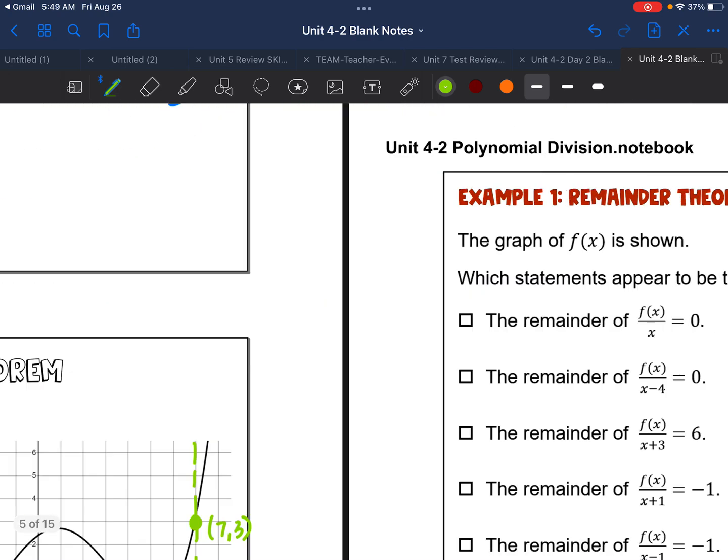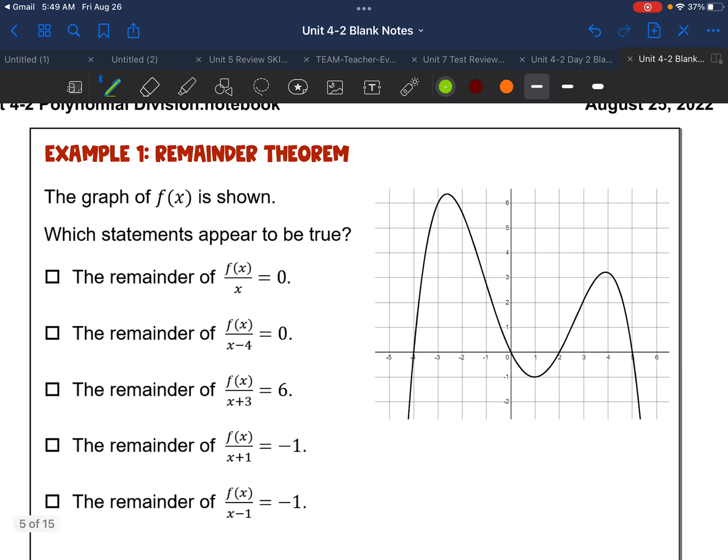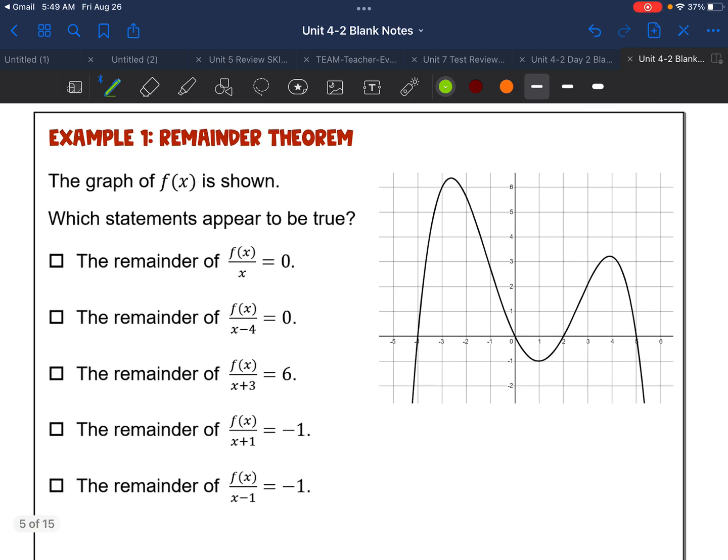Okay, continuing on. Remember, you can pause the video at any time. I'm just going to keep going because I'm trying to get this video done this morning. But example 1 says the graph of f of x is shown. Which statements appear to be true? Now, if you notice, all of them say the remainder of f of x divided by some divisor equals 0. Okay, so for each of these answer choices, we are going to first ask ourselves, what x value is represented by that divisor? Now, looking at the other ones here, you can probably imagine that we're going to take the opposite of each one, and that is true.